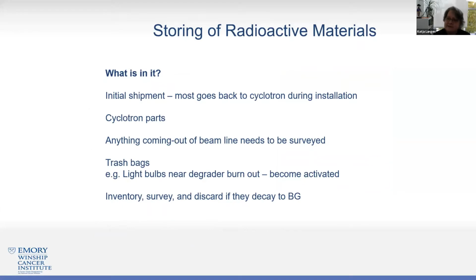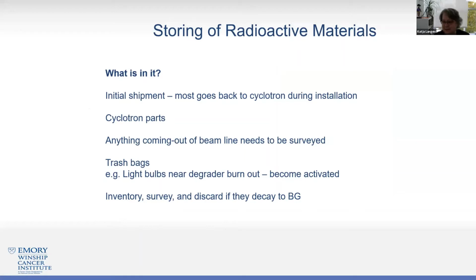What is in this room? Well, it's the initial shipment. Most of this, fortunately, goes back into the cyclotron during installation. Any cyclotron part that comes out of the cyclotron for repair and gets replaced is potentially activated. In general, anything that comes out of the beamline needs to be surveyed. It's sometimes surprising what gets activated.